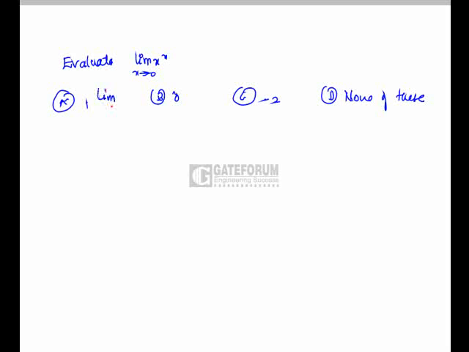Evaluate the limit as x tends to 0 of x to the power of x. In order to make the simplification easy, I'll take this limit as some value y. So y is equal to the limit as x tends to 0 of x to the power of x. And let us apply logarithm on both sides.